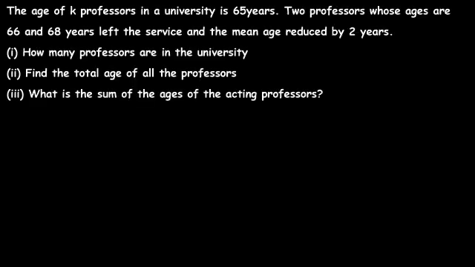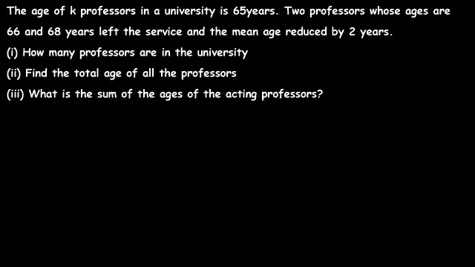Now let's look at a typical word problem involving statistics. The mean age of K professors in a university is 65 years. Two professors whose ages are 66 and 68 years left the service, and the mean age reduced by 2 years. Roman figure 1: How many professors are in the university? That's what we are considered to find in the first part.